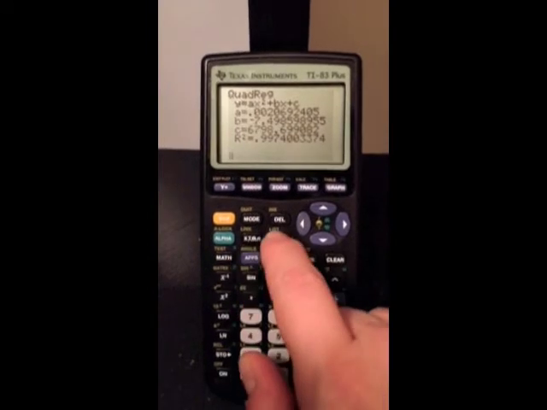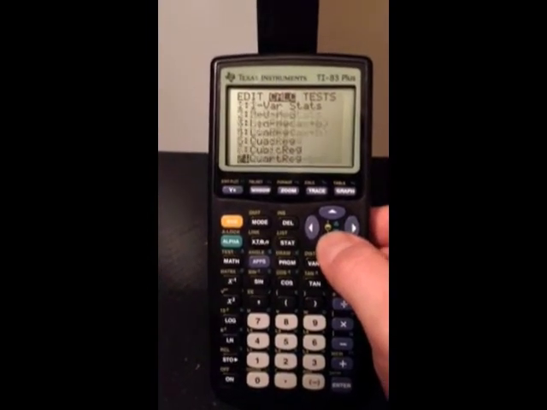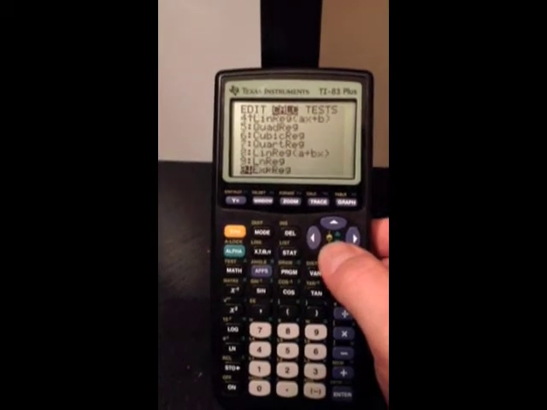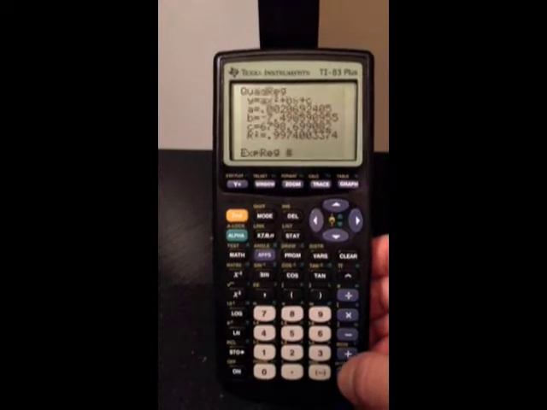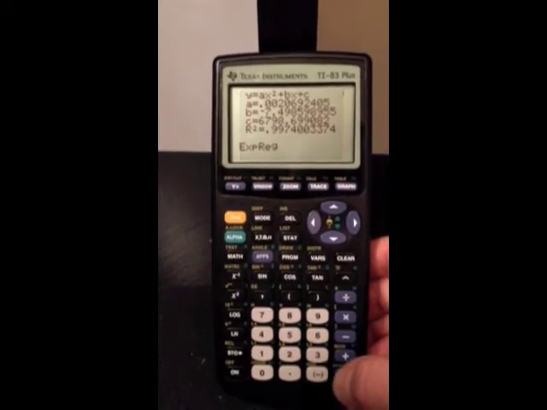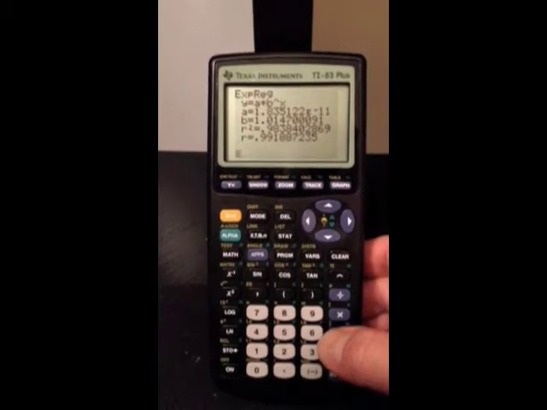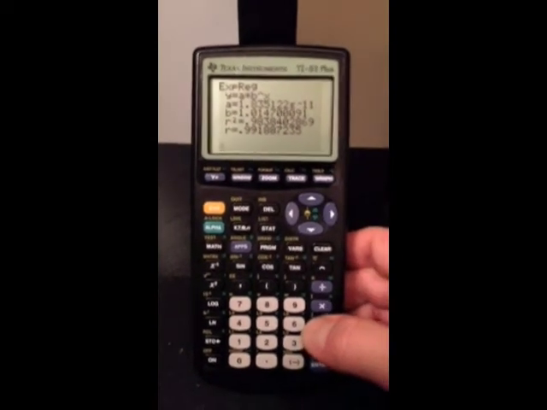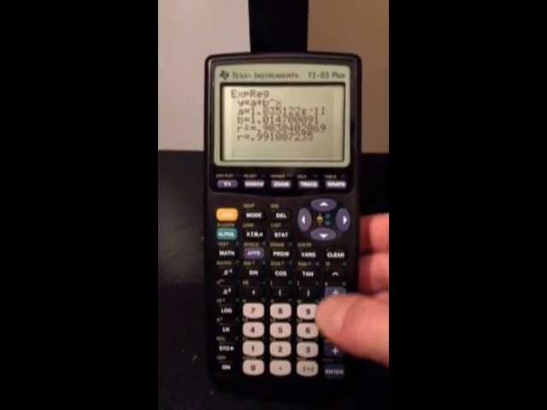So we'll go to stat, back over to calc, and let's go down. Cubic, quart, that's okay. We did linear already. Exponential, we want to check out exponential regression. We check out exponential regression, and it comes back with an R of 0.9918. So not quite as good as the quadratic, but we have one more to check.